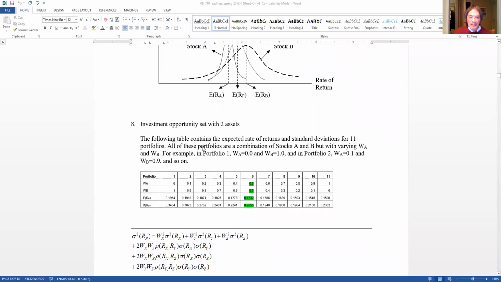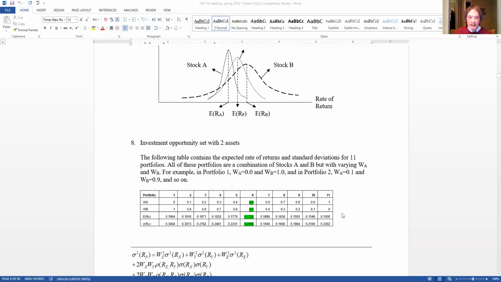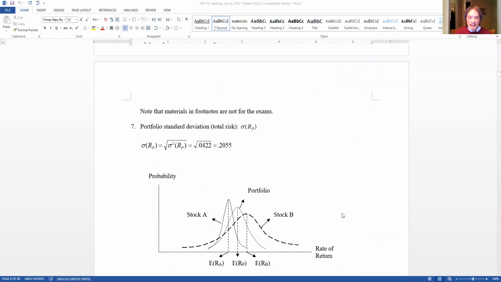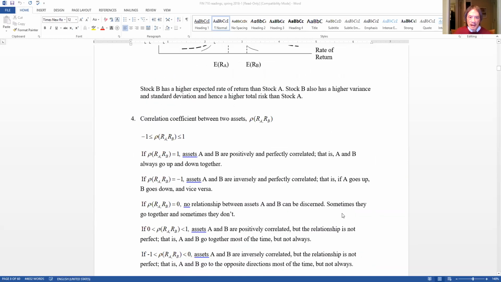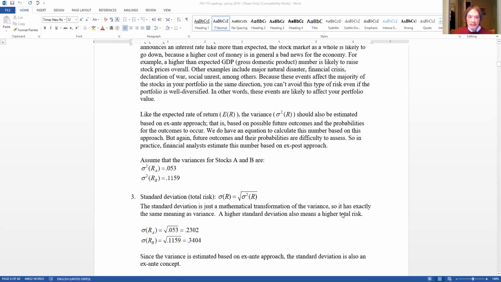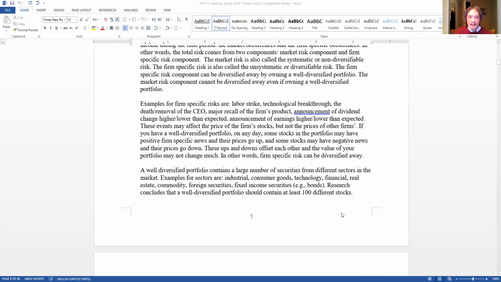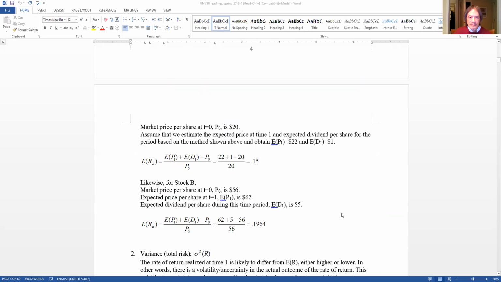Welcome to the session. In this session, I'm going to discuss this topic in chapter 1, investment opportunities set with two assets. Here, we are going to use an example, and the example is based on the materials so far in this chapter. Let's go back to the beginning of the chapter.